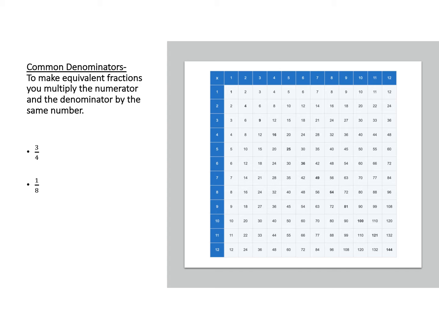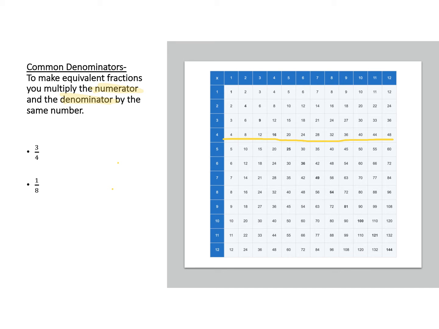To make equivalent fractions, what we're going to do, and we talked about this before, is multiply the numerator and the denominator by the same number. Again, the numerator and our denominator, we're going to multiply those by the same number. So if we start out, we have 3/4 and 1/8. If I look along my multiplication chart, I'm going to see along the fourths that I got 4, 8, 12, 16, all the way to 48.